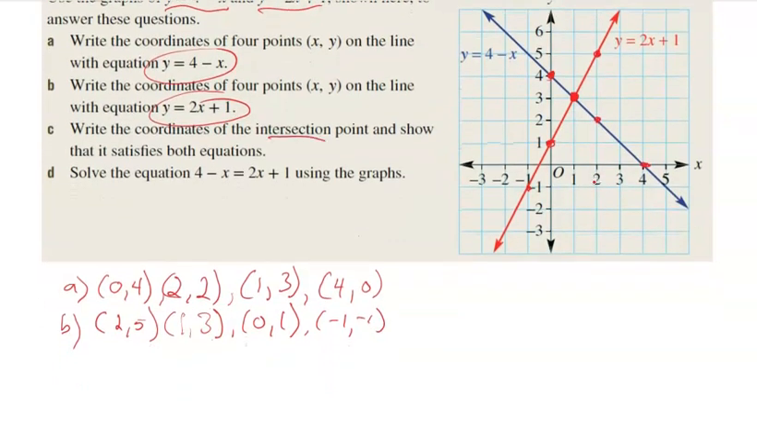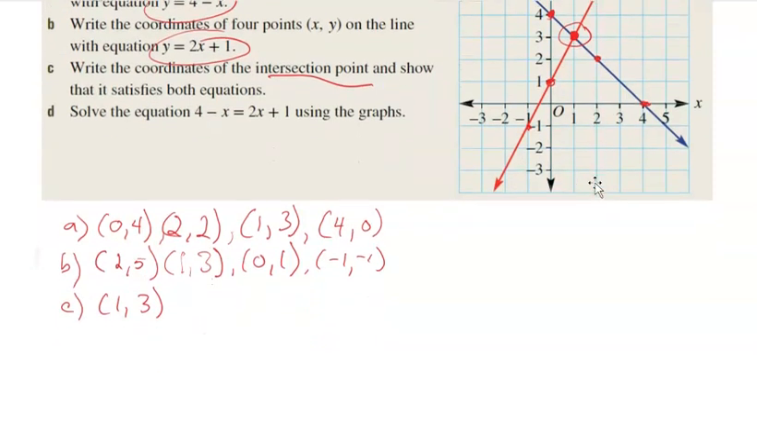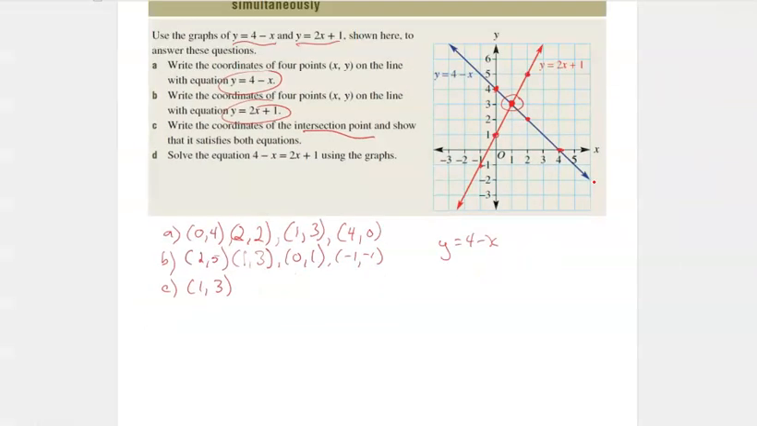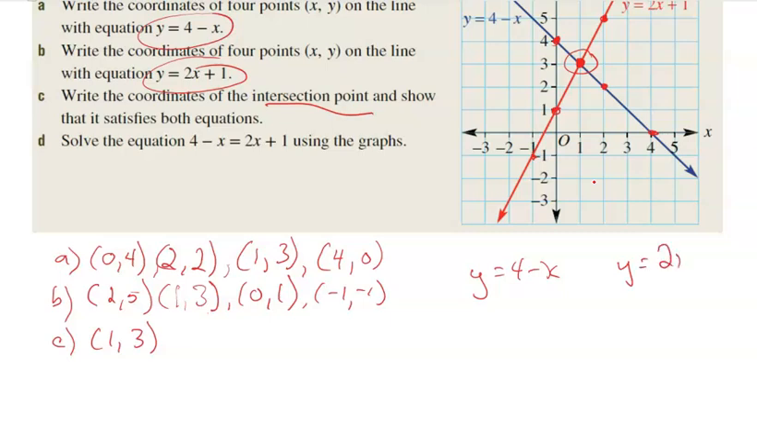Write the coordinates of the intersection point and show that it satisfies both equations. The intersection point is here, and the coordinates for that are 1, 3. To show that it satisfies both, we're going to have to write our equations: y equals 4 minus x, and y equals 2x plus 1. If they're both true, then we've got something. In this case, x is 1, y is 3. 4 minus 1 is 3. And for this one, y was 3, and that's 2 times 1 plus 1, which is 2 plus 1. And so therefore they are equal.